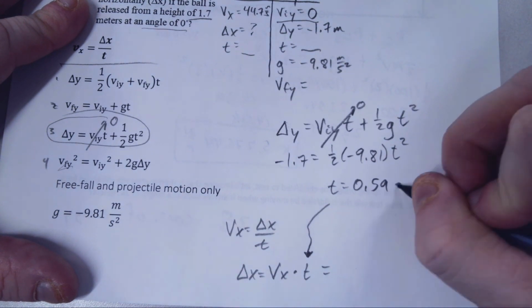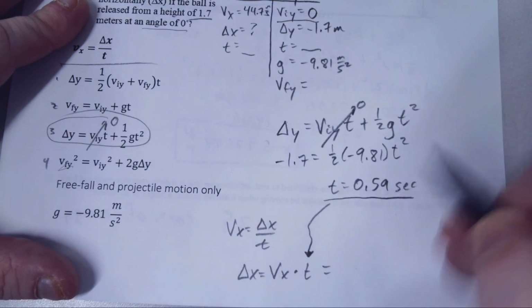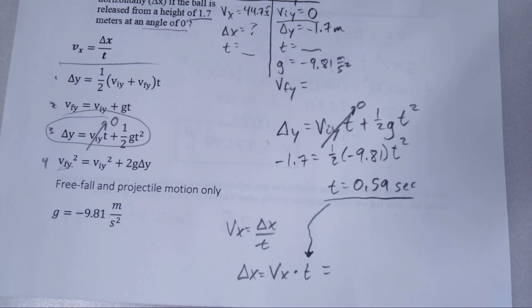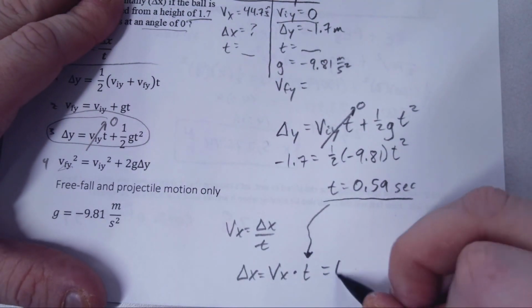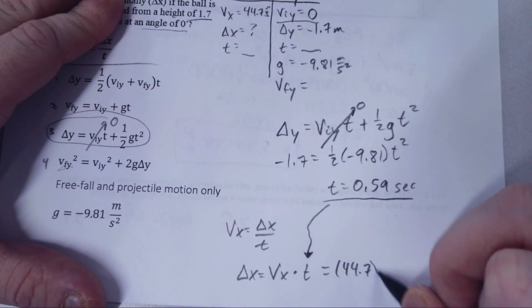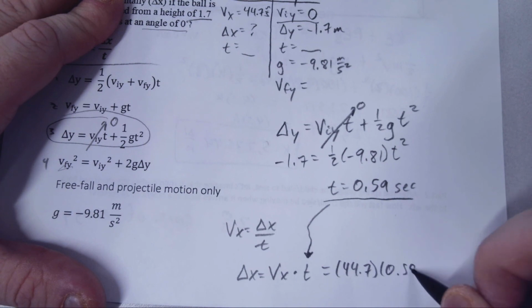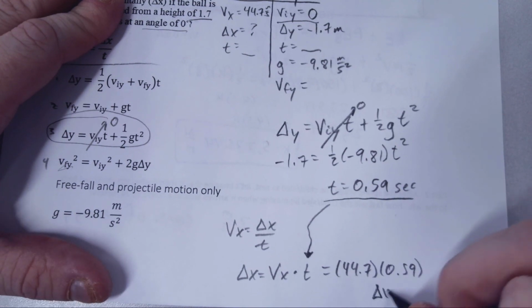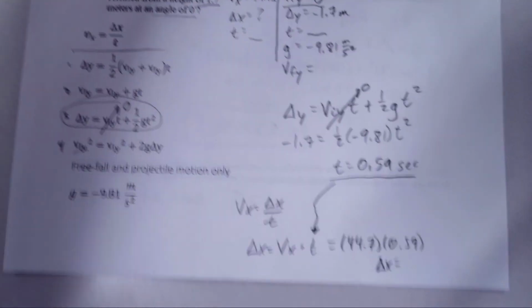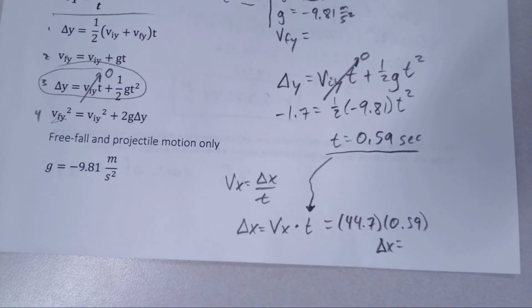0.59 seconds. That is the same time here. It is traveling 44.7 meters per second sideways for how long? 0.59 seconds, so we can multiply both of these. And we actually get a horizontal distance that's much further than the distance to home plate when you convert to feet.